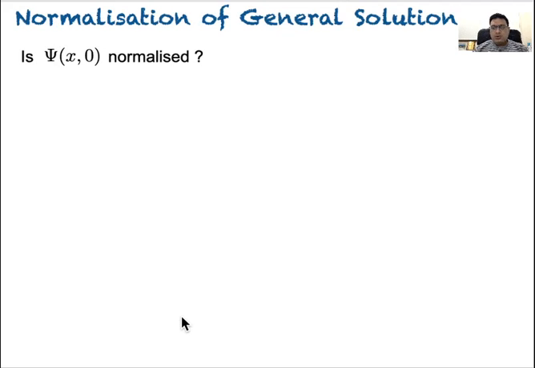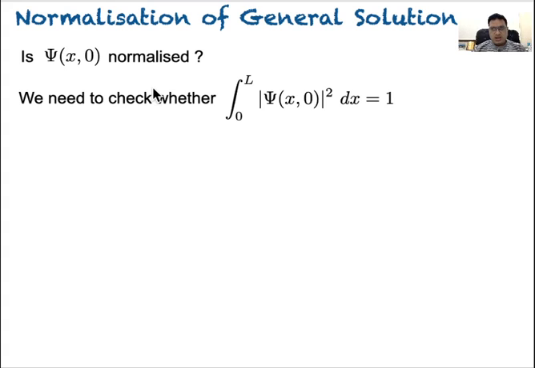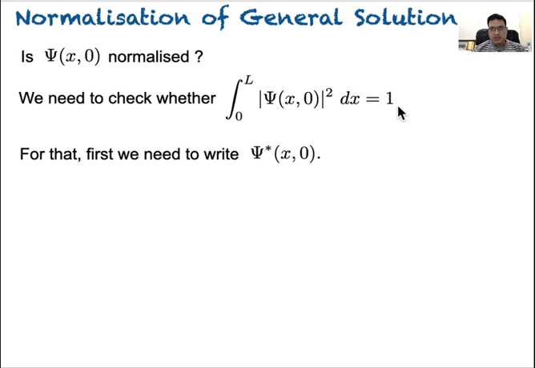Now another question that you could ask is whether psi of x at 0 is normalized or not. What it means is that if you take the modulus square of psi of x at 0 and integrate over space from 0 to L, it is supposed to give you 1. So let's check how it comes out.